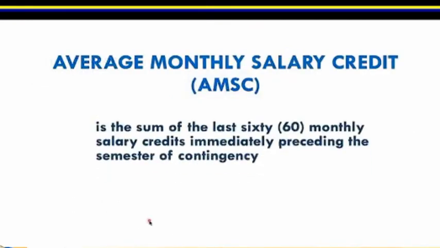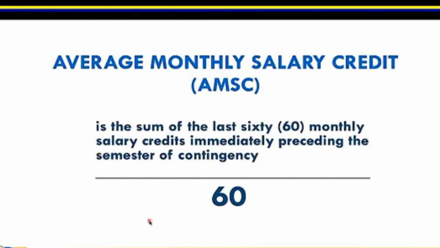Very important for us to consider in computing for our monthly pension is the average monthly salary credit, or the AMSC, being shown on your screen right now. What is this? It is the sum of the last 60 monthly salary credits immediately preceding the semester of contingency divided by 60. So that's the AMSC. This is a very important factor to consider for the computation of your monthly pension.